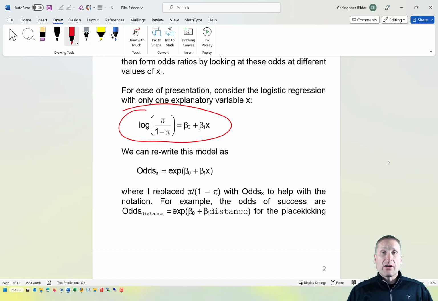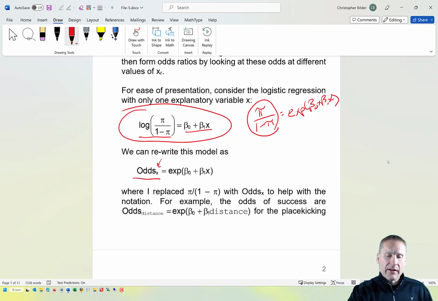Notice how we're modeling the log of the odds of a success. So we have the log of odds of success on the left side, and then we have this linear predictor, beta 0 plus beta 1 times x, on the right side. Now, if I were to apply the exponential function to both sides of this model, I have that pi over 1 minus pi, the odds of a success, is equal to the exponential function evaluated at beta 0 plus beta 1 times x. We can write this odds of a success more compactly as, let's say, just odds, and then to emphasize that we're referring to x, the odds at x.